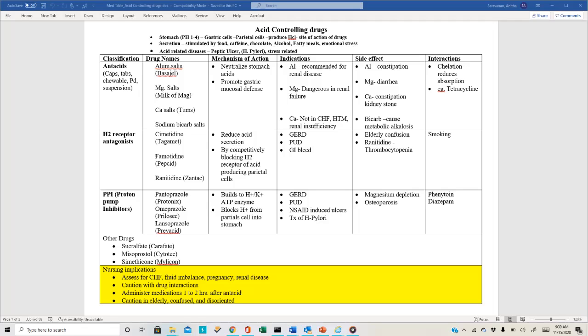There are other drugs like sucralfate, Carafate, which protect the GI mucosa, because if you think of peptic ulcer, there's this disruption of the mucosa. So the sucralfate helps to protect the GI, which is a mucosal agent. So does misoprostol, but we have to use this very, very cautiously with pregnant women. It cannot be used. Simethicone is another medication that can also be used as a GI protectant.